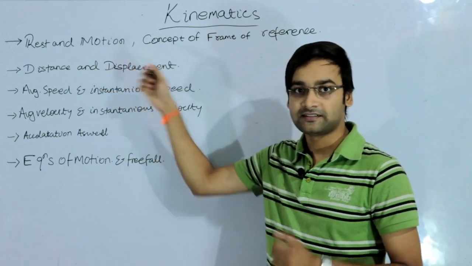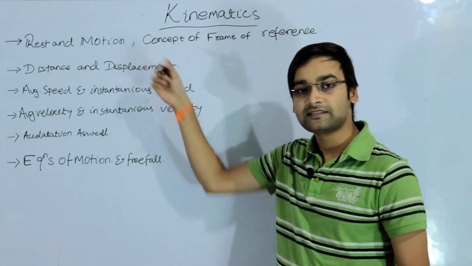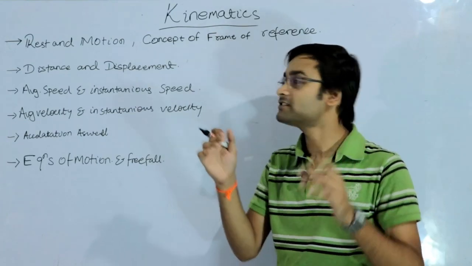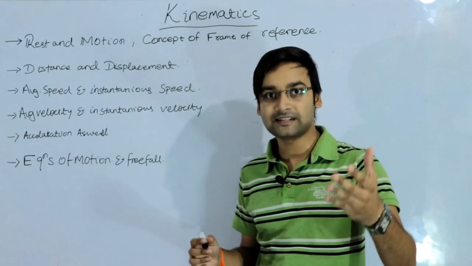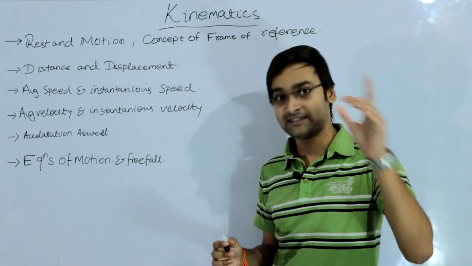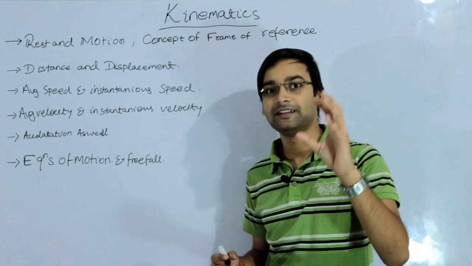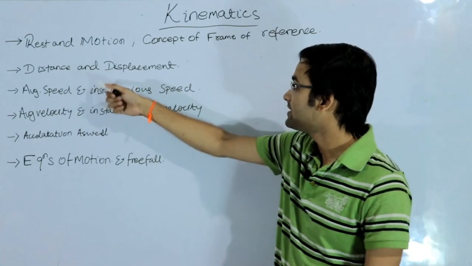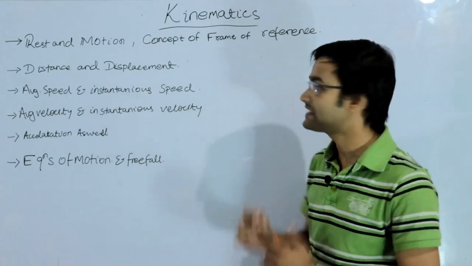The first concept is called rest and motion, and this basically depends upon the concept of frame of reference. When you say that an object is at rest or in motion, that concept is derived from the frame of reference. Then we'll go to the concept of distance and displacement. What is distance and what is displacement?